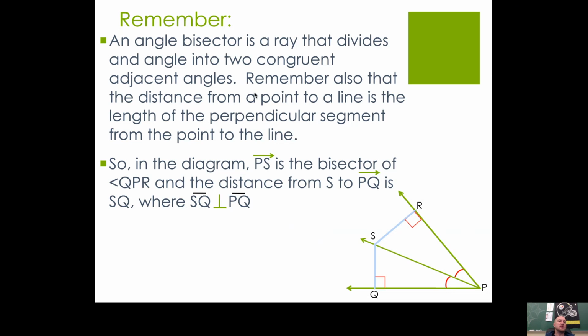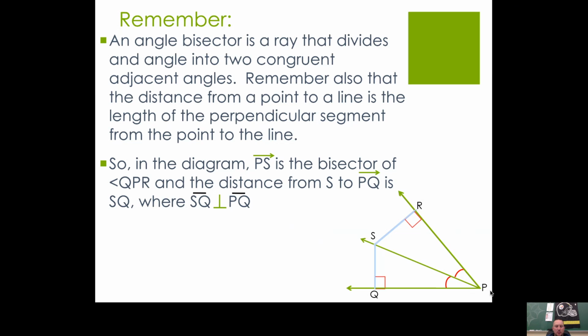Remember also that the distance from a point to a line is the length of the perpendicular segment from the point to the line. So in other words, if I'm going from this point to this ray over here, you need to travel along a right angle. Don't say the distance from this ray to this ray goes on some angle like this. If you're going from this ray to this ray, you need to move along a right angle. Likewise, if you're going from this point to this ray, we're going to move along a right angle. That's how you measure the distance from a point to a line or part of a line.